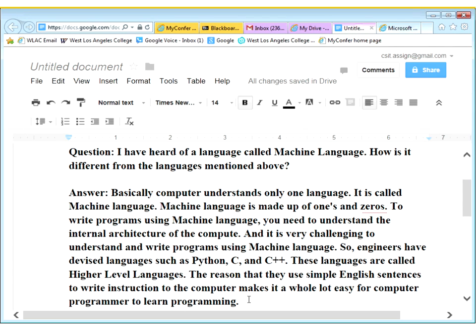Good. All right. So I've heard a language called machine language. How is it different from languages mentioned above? Basically, the computer understands only one language. It is called machine language. Machine language is made up of ones and zeros. And so you've probably heard the term binary, and that's basically what ones and zeros are.